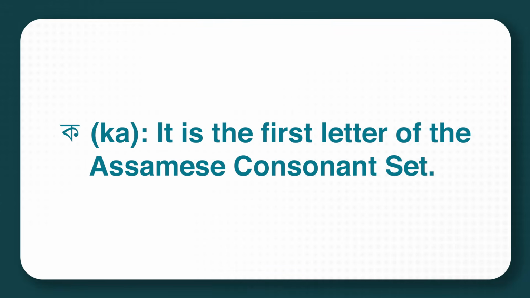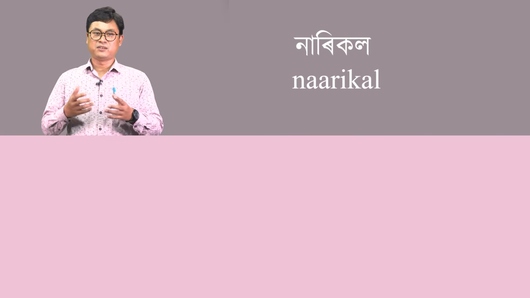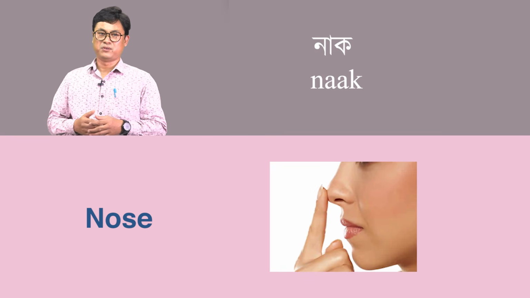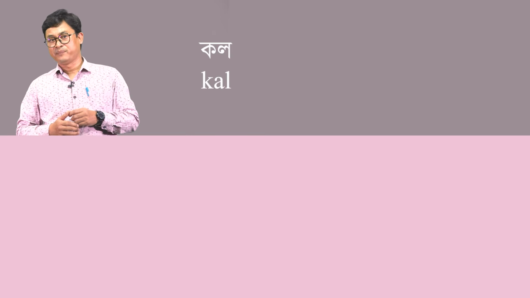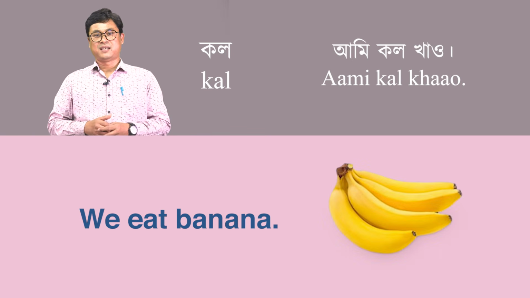In this section, we are also going to frame phrases and simple sentences using the consonant letters. Ko. It is the first letter of the Assamese consonant set. Using it, we can have words like kol, that means banana, narikol, which means coconut, and nak, which means nose. Let's frame a simple sentence using the word kol. Ami kol khao, which means we eat banana.